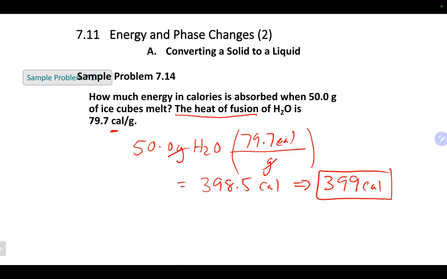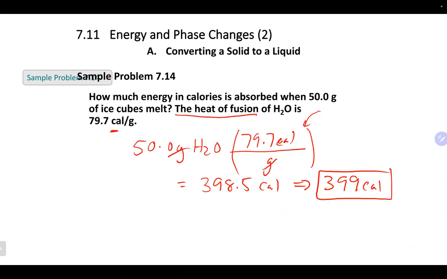Any questions on that? And again, obviously, you could use my 335 or 333, depending on your book, joules per gram, and do basically the same calculation. So that much energy is required to do nothing more than take ice at 0 degrees Celsius to liquid water at 0 degrees Celsius. We're not changing the temperature, we're just changing the phase.